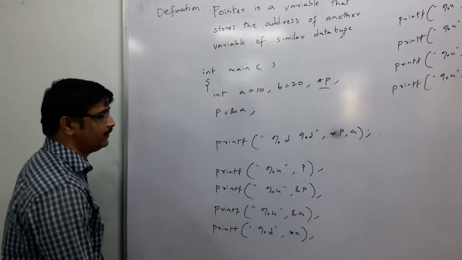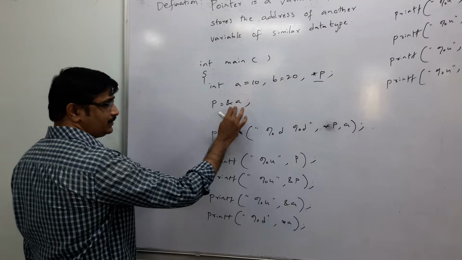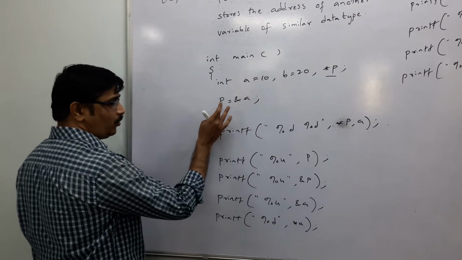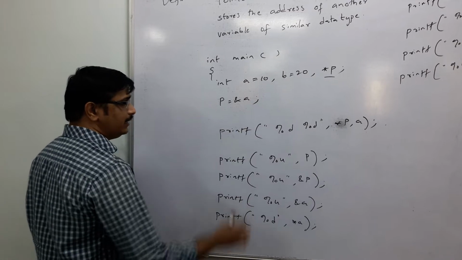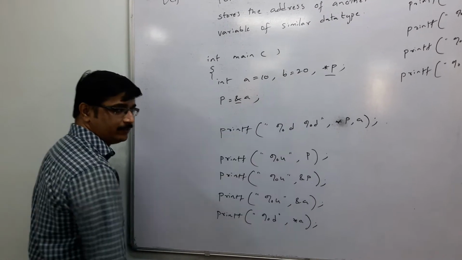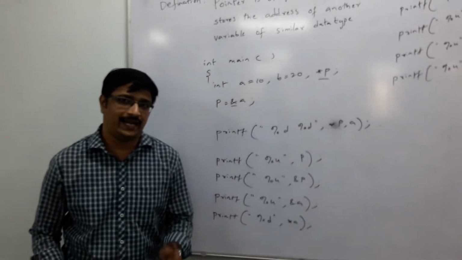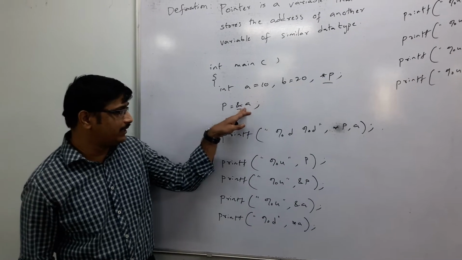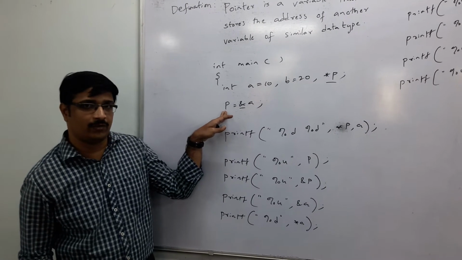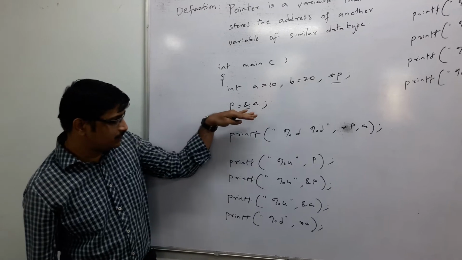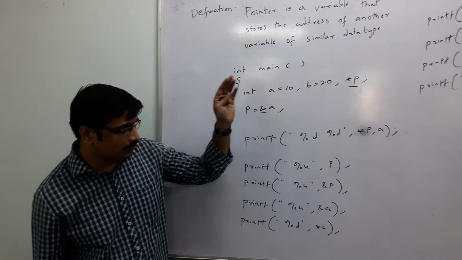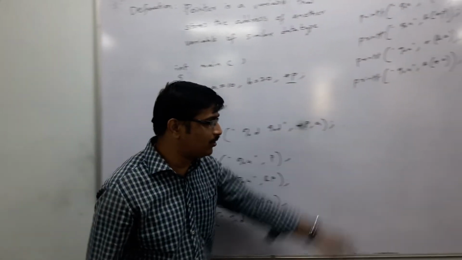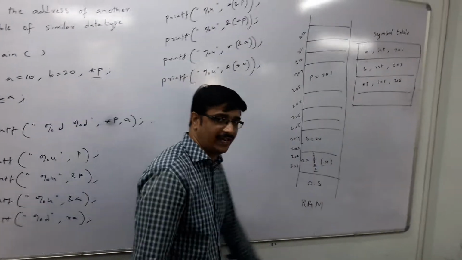Here I have stored the address of the variable a into the pointer variable p. Whenever we want to store an address, we are supposed to place the ampersand symbol. The ampersand symbol indicates the address of the particular variable that we are trying to store inside the variable called p. Let us see how this will be stored on the RAM to get more clarity.